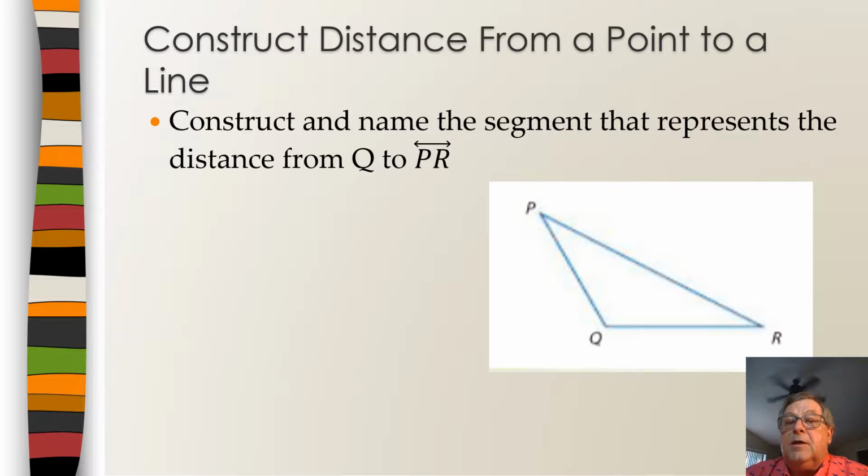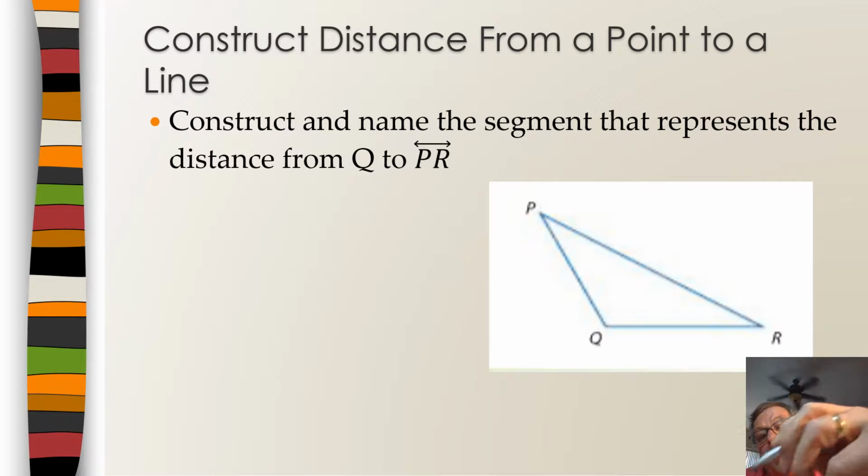and those kind of things. And you can get some really accurate representations of what's going on. But I'm going to use GeoGebra here in a minute. We're going to play around a little bit and look at some things. It says, construct and name the segment that represents the distance from Q to PR. And of course, we want that shortest distance.